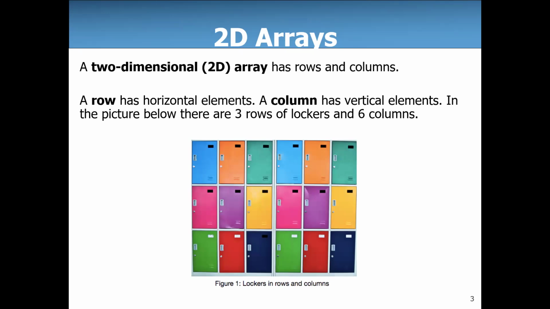Okay, so let me bring annotation here. You can see that there are three rows here, 1, 2, and 3, and 6 columns, 1, 2, 3, 4, 5, 6. So this is an example of a 2D array. This is a real-world example of 2D in which the lockers are placed in a specific location, with six lockers in one row and a total of 6 columns. Okay, so now let's move towards the next slide.